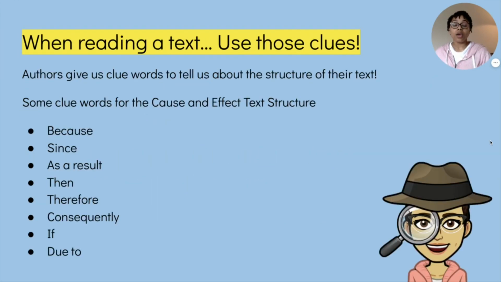Alright, we know that when we're reading a text, we have to use those clues. Authors give us clue words to tell us about the structure of their text. Some clue words for the cause and effect text structure. Oh, don't forget, the SuperScholar always takes notes, so make sure you're writing down these clue words to help you later. Alright, so some clue words for cause and effect text structure are because, since, as a result, then, therefore, consequently, if, and due to.